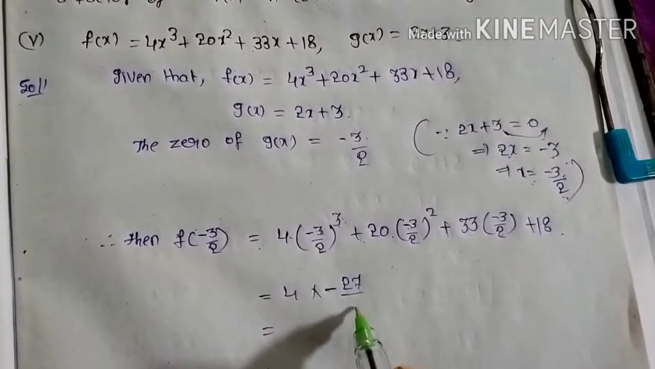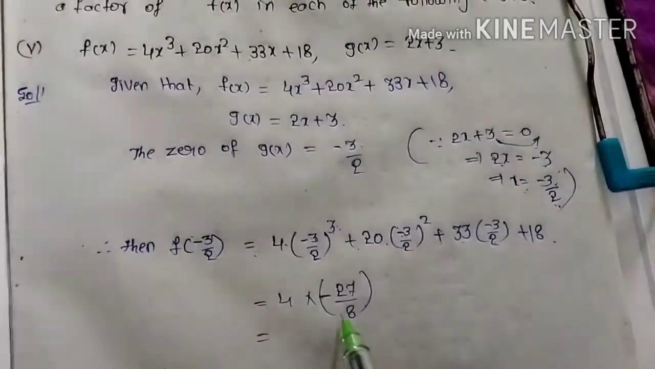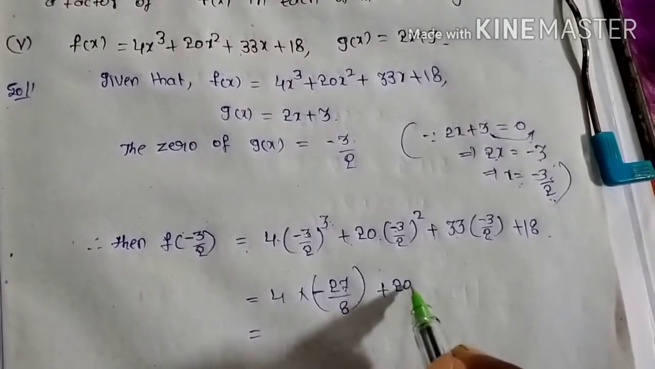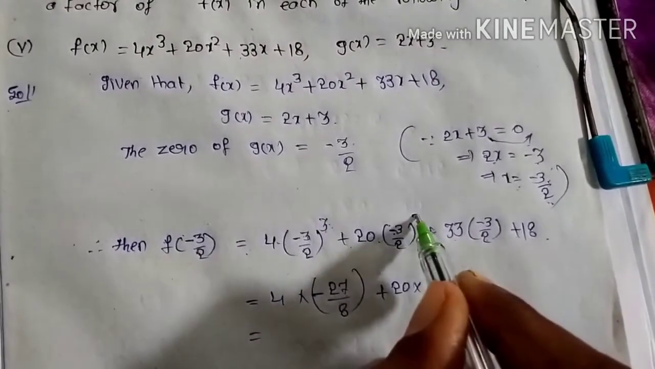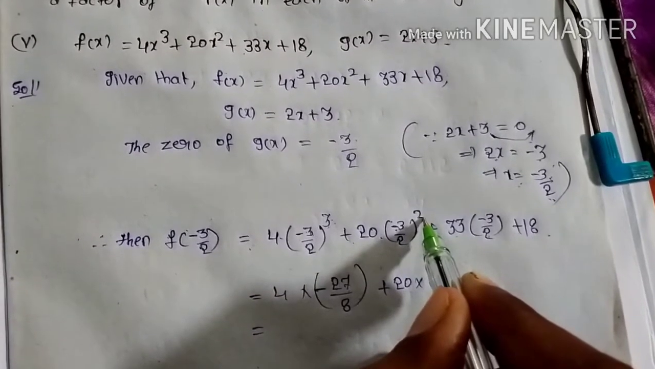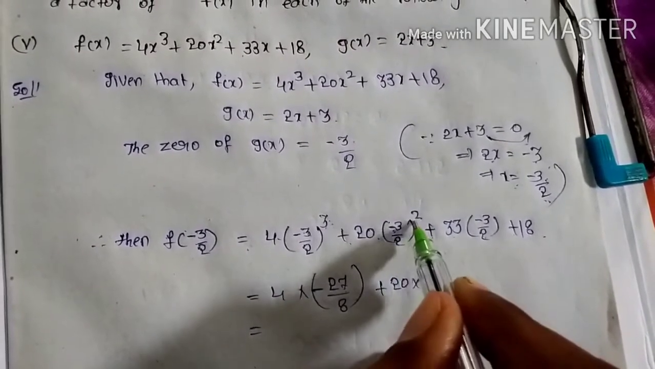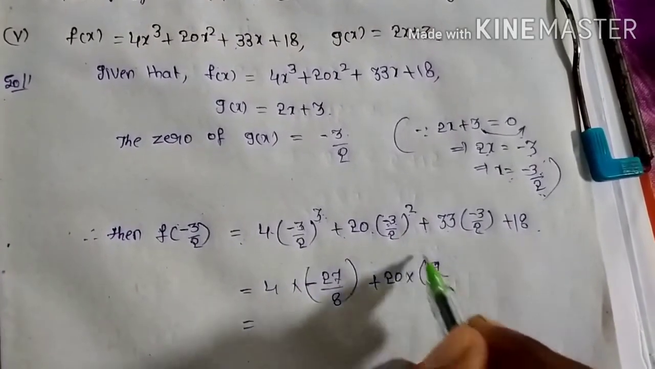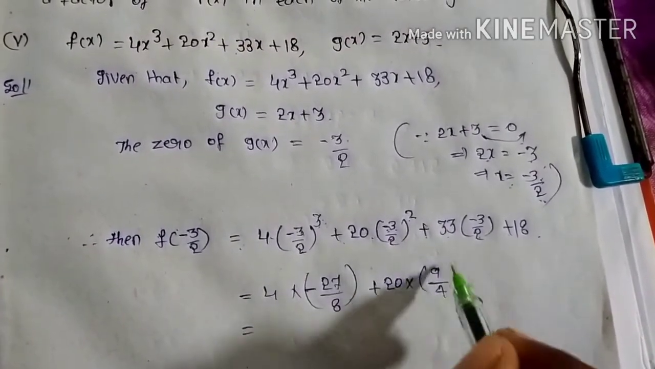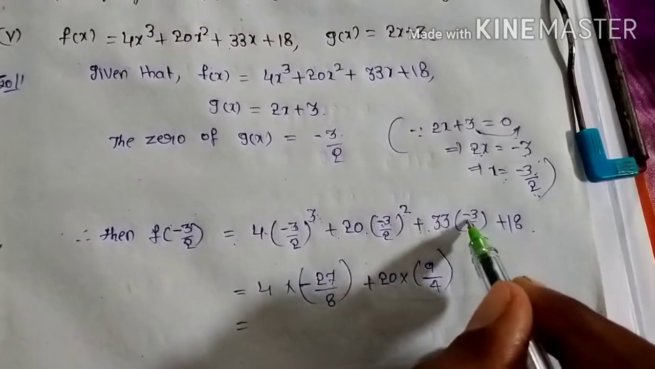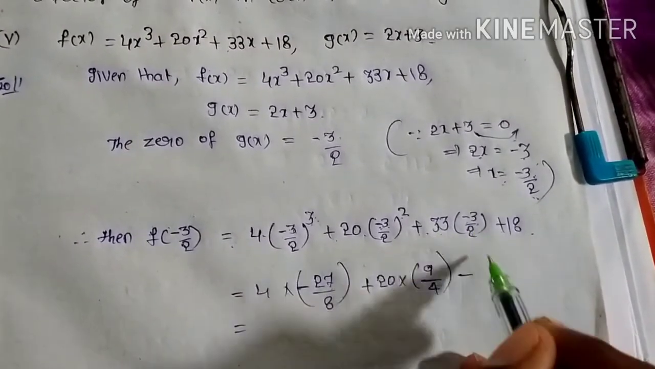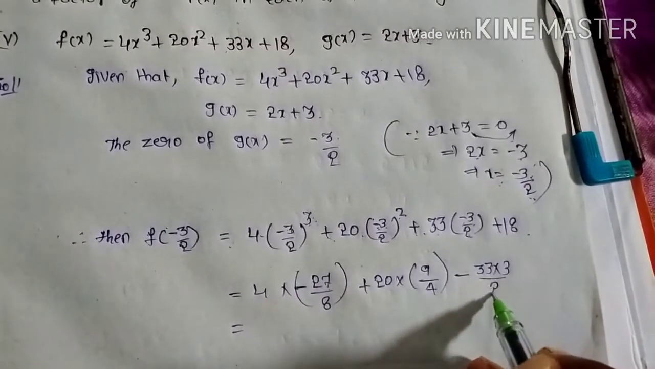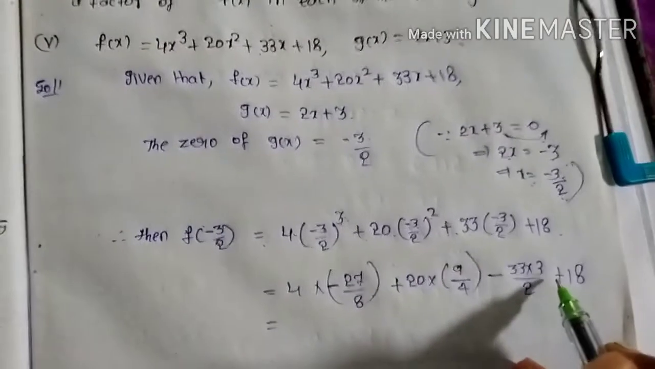Here 2 cube is how much? 8 only. That means you are getting minus 27 by 8 plus 20 into minus 3 whole square by 2 square. Square is an even power, so minus 3 whole square is a positive number. 3 whole square is 9 only, and 2 square is 4 only. Plus into minus, you can write here minus 33 into 3 by 2 plus 18.